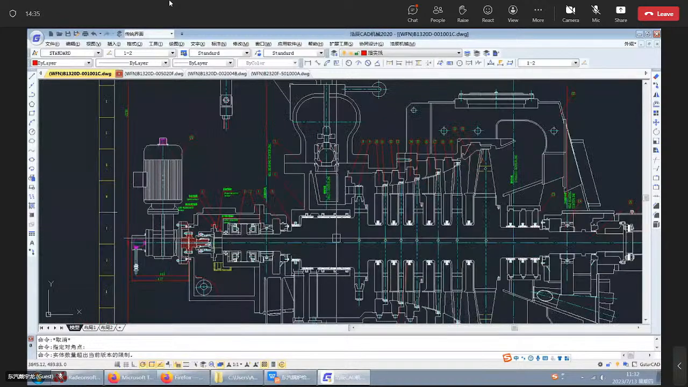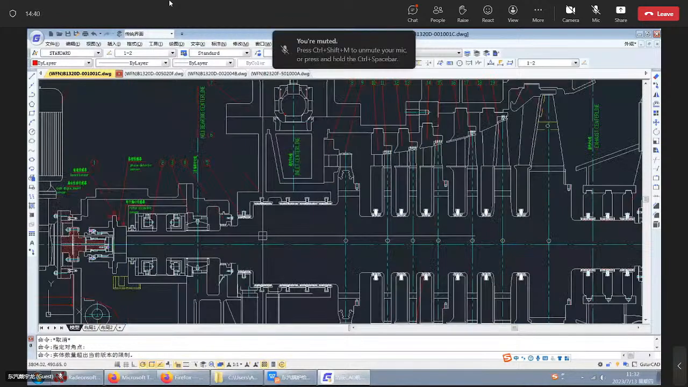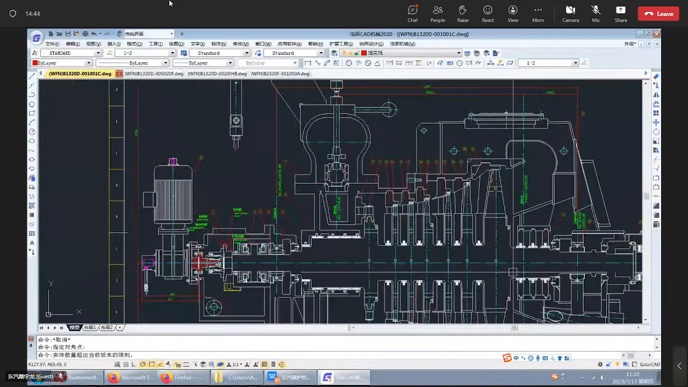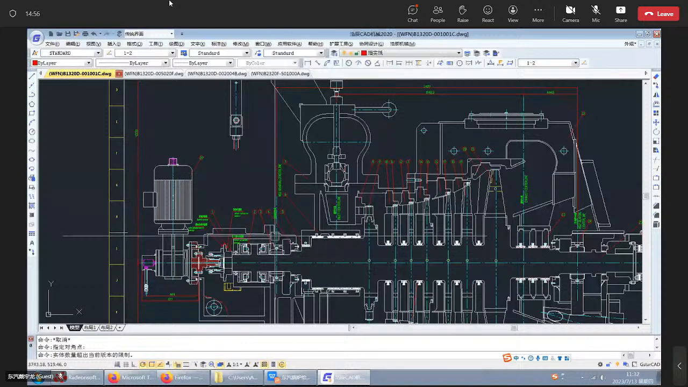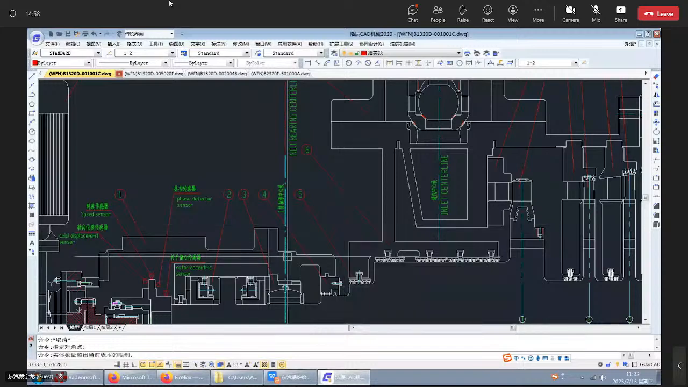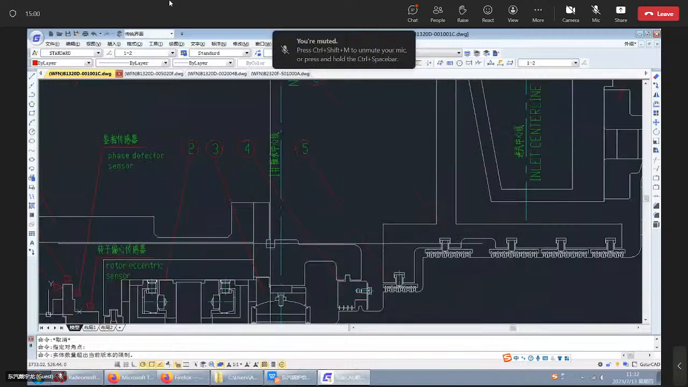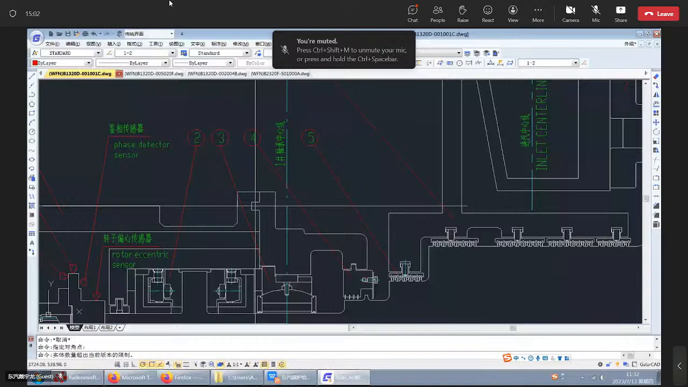In the middle is the rotor and shaft of the boiler feed water pump turbine. The front bearing box structure and the front cylinder structure are bolted together.